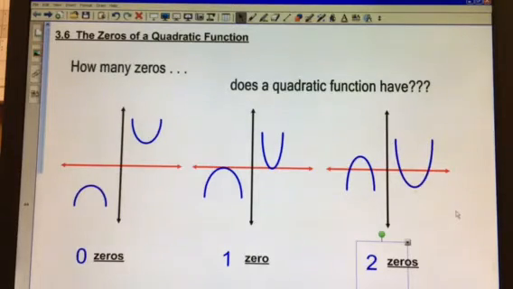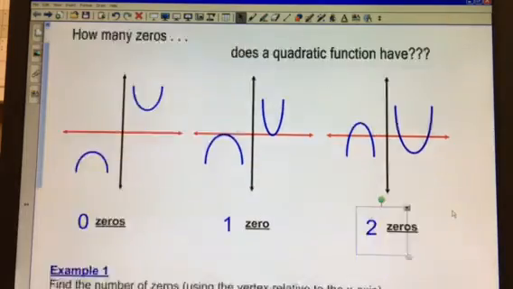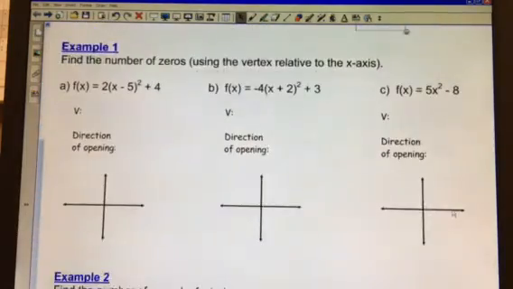So we can actually tell how many zeros a quadratic function has by looking at the factored form or the vertex form of the equation. Let's take a look at example 1. Find the number of zeros using the vertex relative to the x-axis.